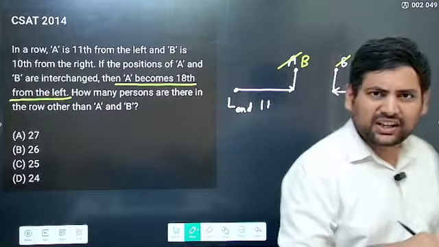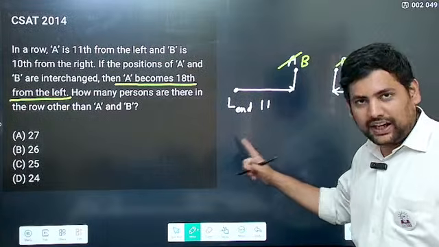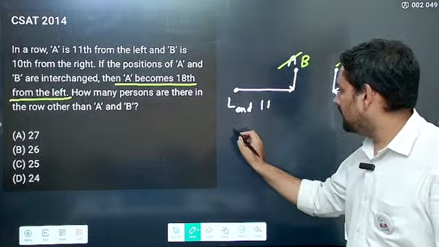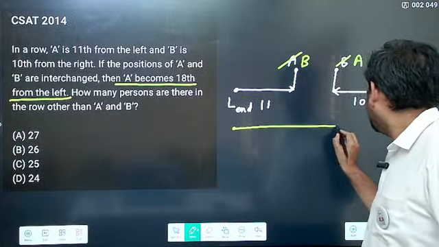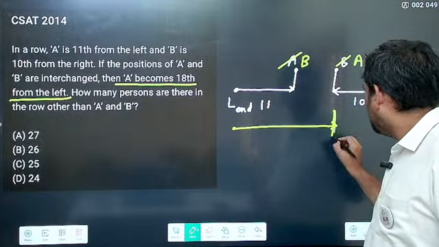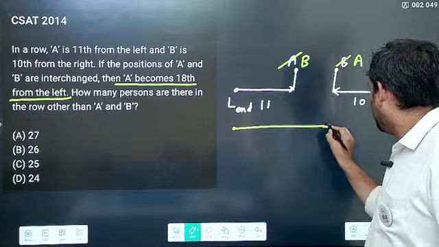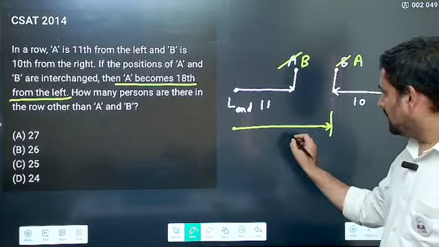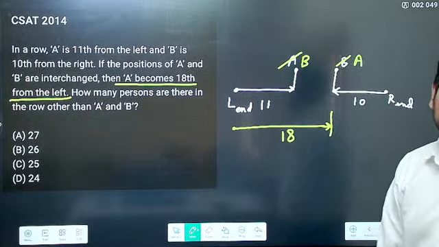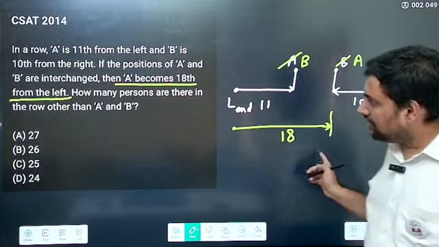Now it says if the positions of A and B are interchanged, then A becomes 18th from the left. So what is the new ranking? New ranking of A is 18th from the left. So I start from the left end, I go till here. What is this length? This is given as 18. Correct? He becomes 18th from the left.